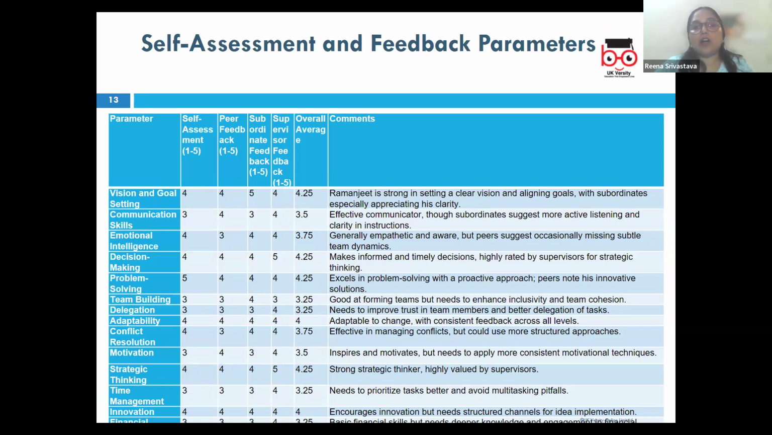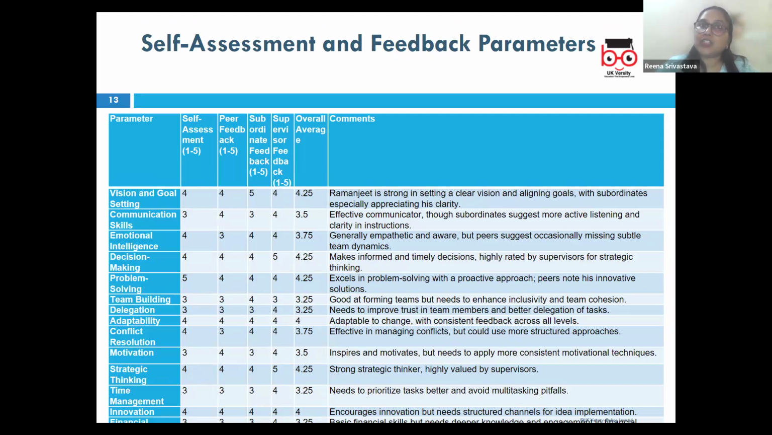This audit includes all the parameters that we have discussed above. The questions that you are going to ask yourself in self-assessment, or to others when you are doing your peer feedback, starting with the first parameter, that is your emotional intelligence. How well do I understand and manage my own emotions, especially in stressful situations?